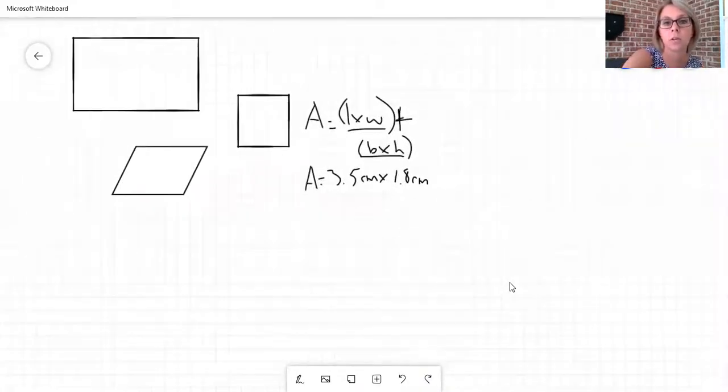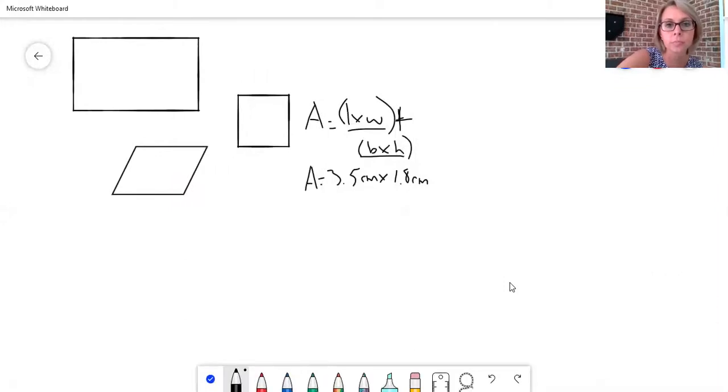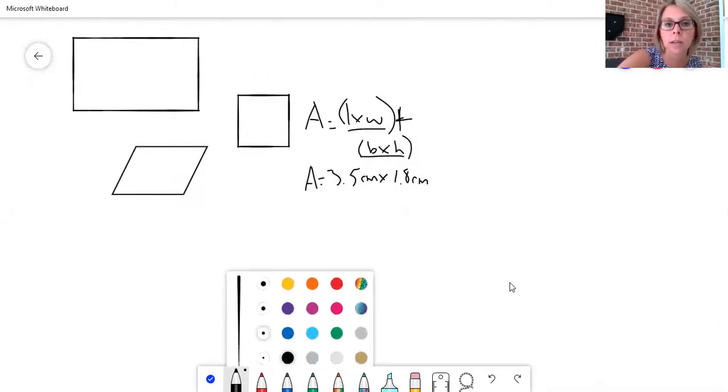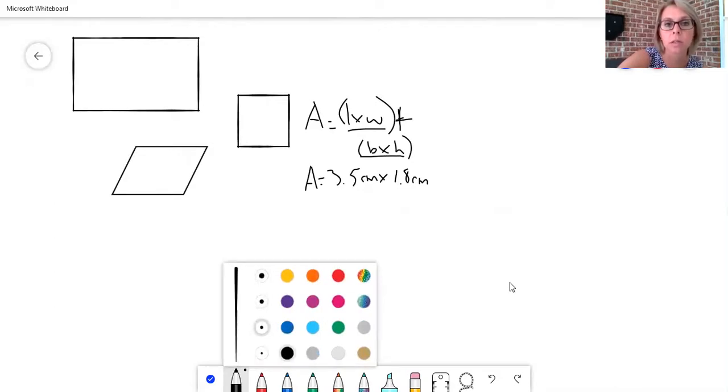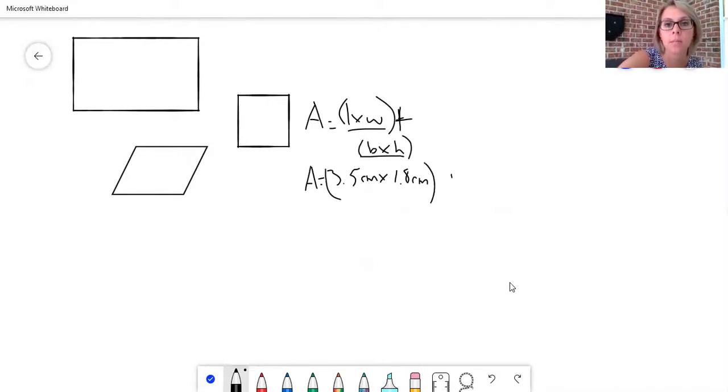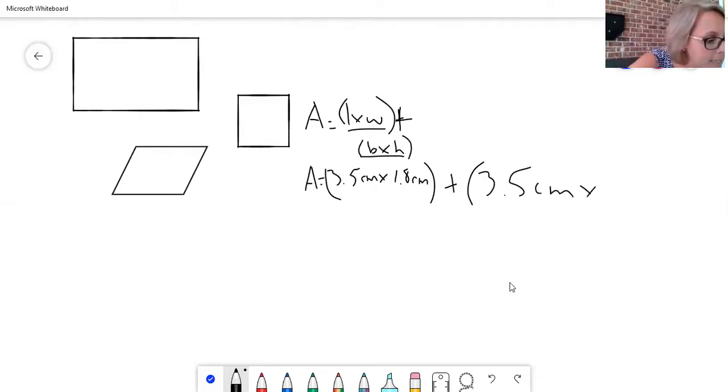All right, so let me make some more room here. I'm getting kind of crowded. Okay, so, but let's first of all, I kind of jumped a step. I'm sorry. All right, now we need to do the parallelogram, okay? So the base of the parallelogram is 3.5, same as the length of the rectangle, centimeters times, okay, what's the height?